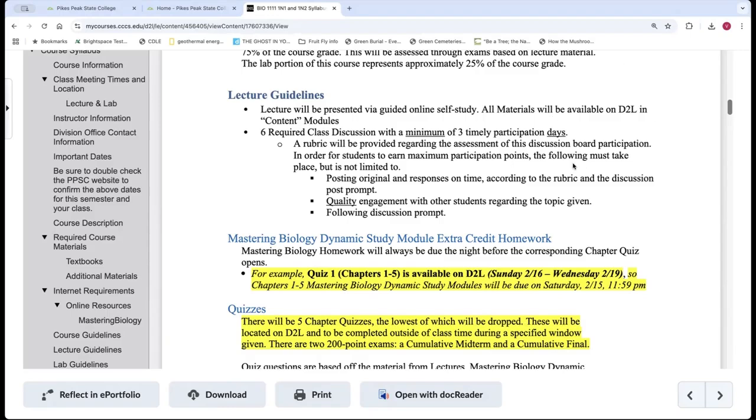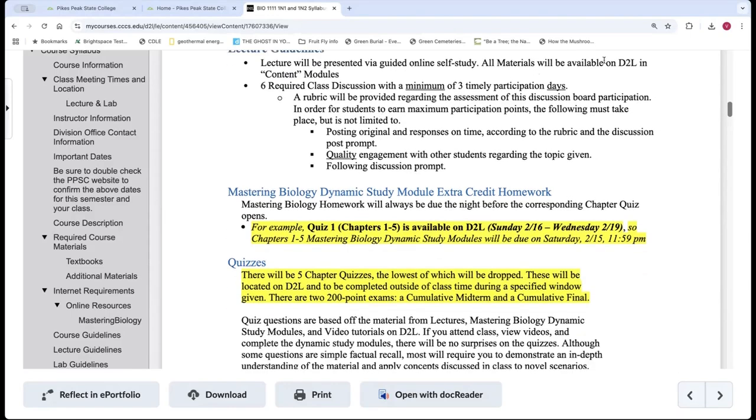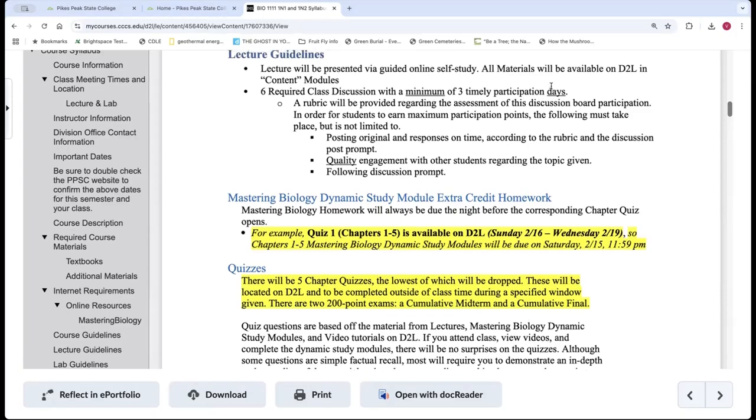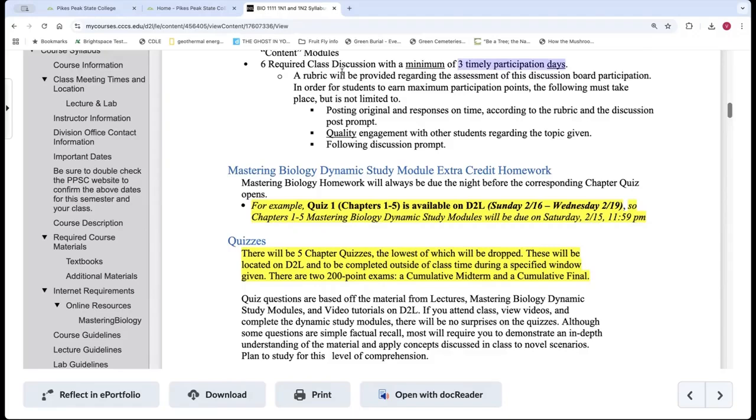Okay, so lecture guidelines. All the materials are going to be available on D2L, whether directly on D2L or as links to outside resources, but the links will always be available in D2L. There are 6 required class discussions in the discussion board, and I'll open one up in a moment. A minimum of 3 timely participation days. We already went over that. You can review that rubric if you're not sure.